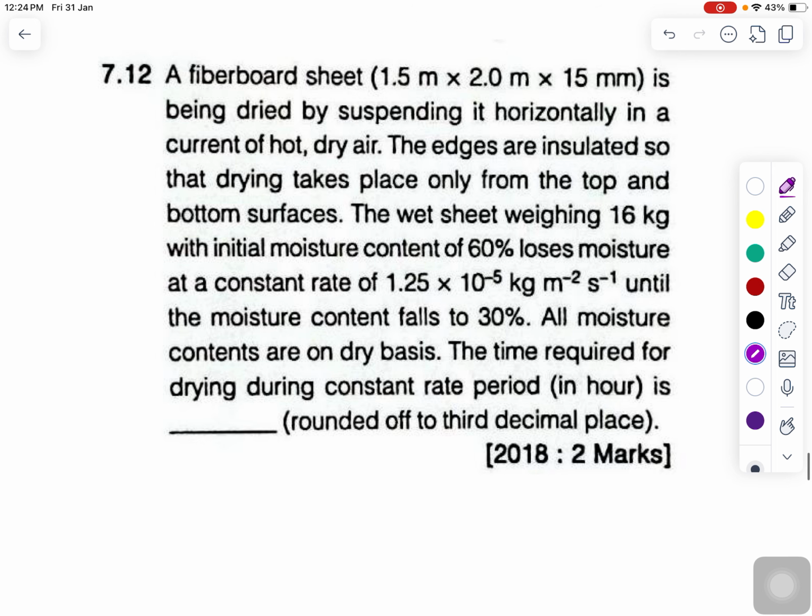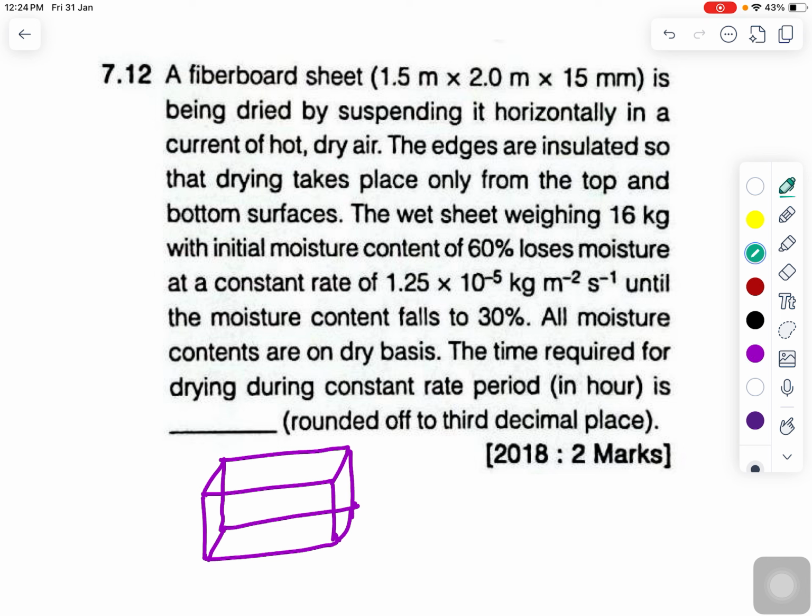This question says that a fiber board sheet having the given dimensions is being dried by suspending it horizontally in a current of hot dry air. The edges are insulated so that drying takes place from only the top and bottom surface. So if this kind of solid is there, drying is taking place from the top and bottom surface only.